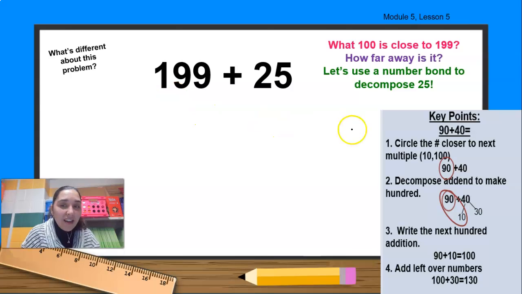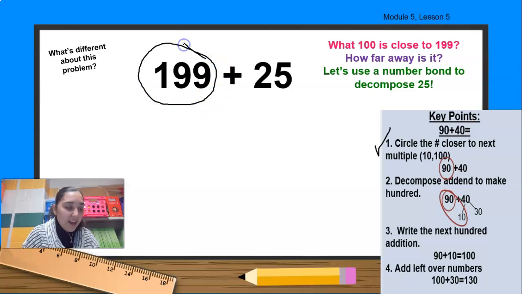Yes, if you said 199, you're absolutely right. So, I'm going to circle 199. 100 is closer to 189. 100 is close to 199. Get ready. Yes, if you said 200. Now tell me, how far is it? Get ready. Yes, 1 away. So let's try decomposing 25 into what number?